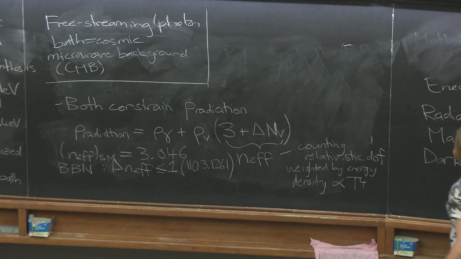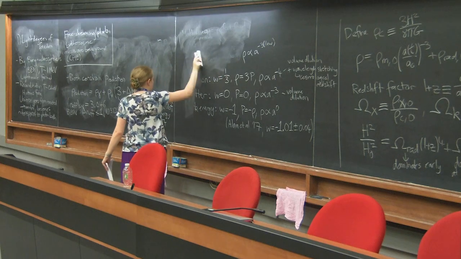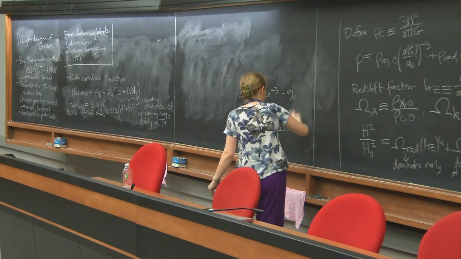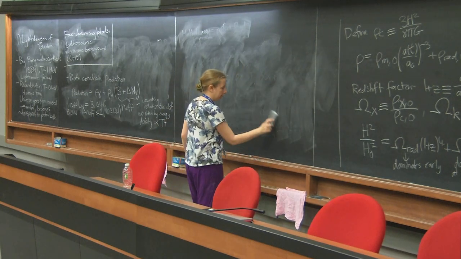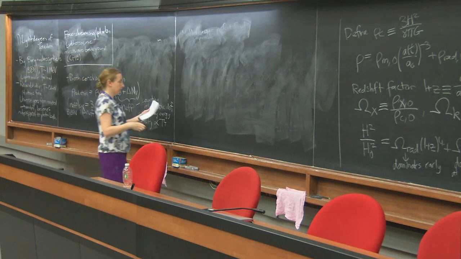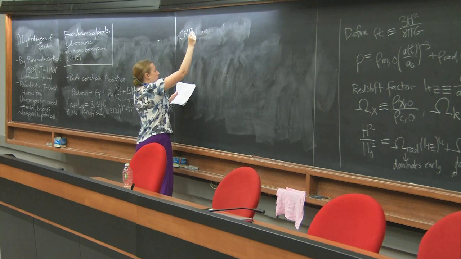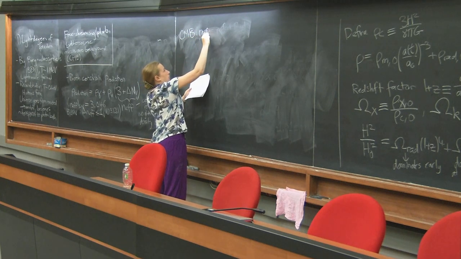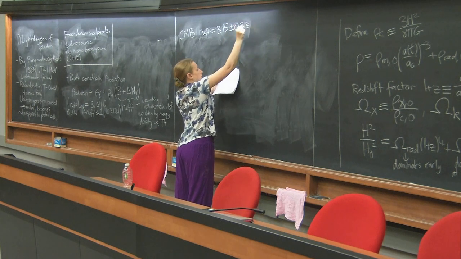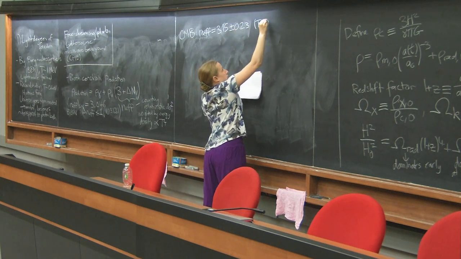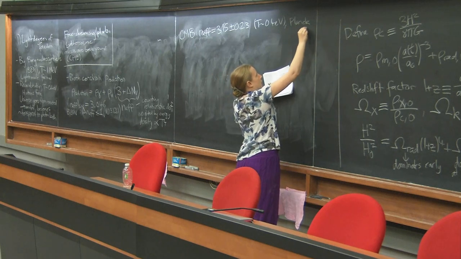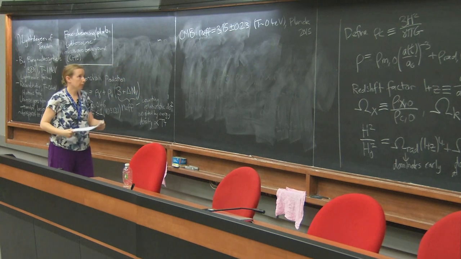Okay, so that's the constraint from BBN. It tells you that when the temperature of the universe was about an MeV, you don't want to add more than one effective neutrino species. But from the cosmic microwave background, we have a tighter constraint, at lower energies. From the CMB, we can set a constraint on an effective N, which is 3.15 plus or minus 0.23. This is at a temperature of 0.4 eV, and this result comes from the Planck 2015 analysis.